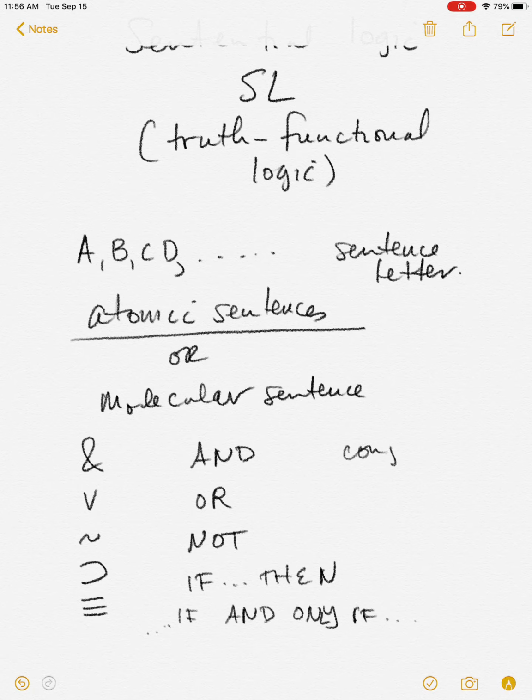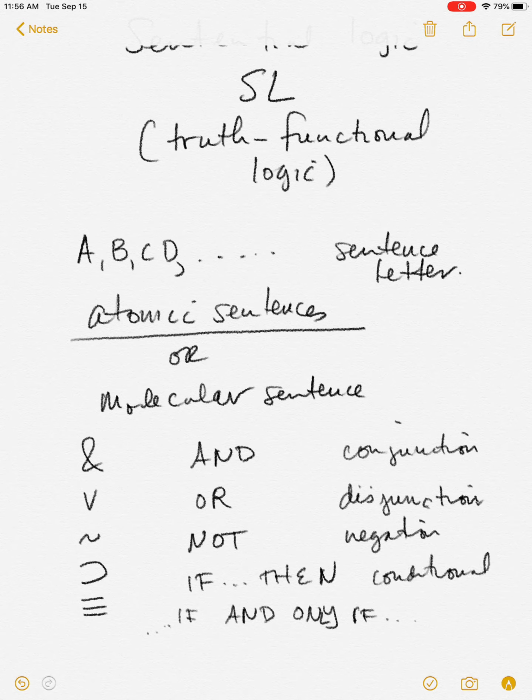A sentence formed by means of the ampersand is called a conjunction, by means of the wedge is called a disjunction. And again, there's a glossary at the end of each chapter where all of these new terms that are introduced are defined. There is a lot of vocabulary that you're going to have to learn up front. Conjunction, disjunction, negation, conditional, and finally the biconditional.